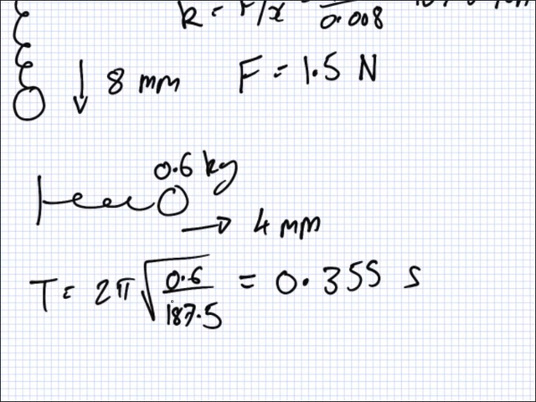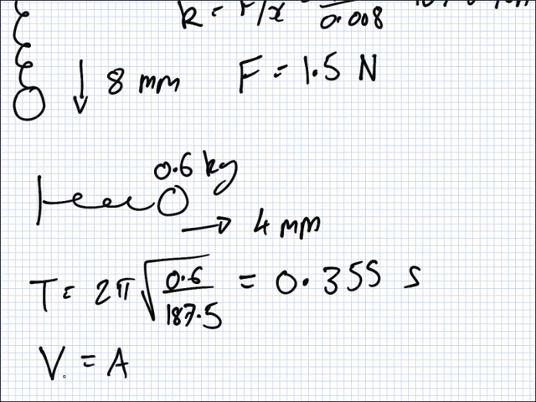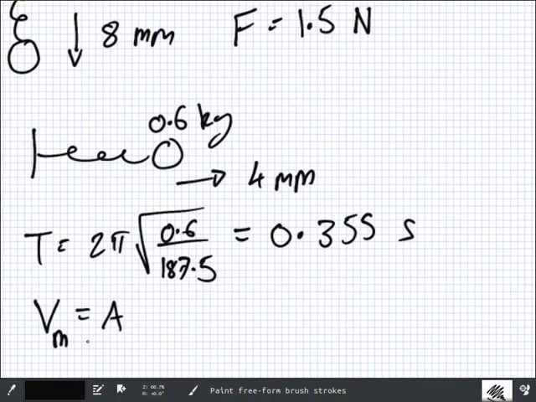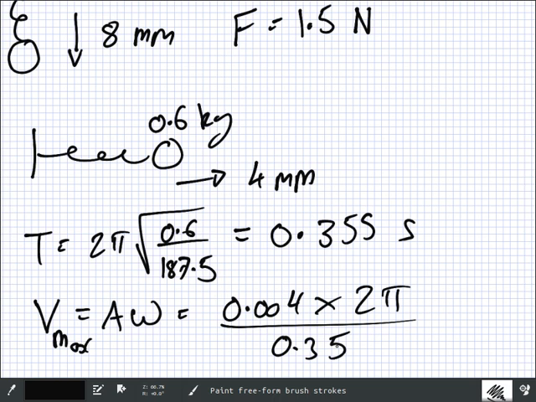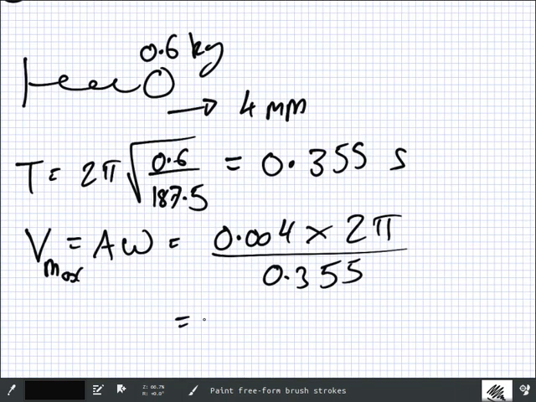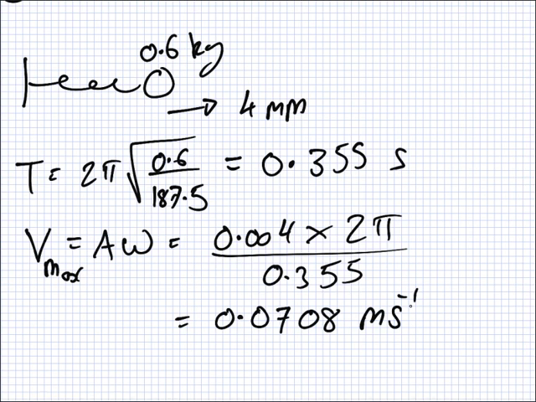Determine the maximum velocity of the mass. That's A omega. 0.004 times 2 pi over T. My good friend Gina will tell me what this is. What is it, Gina? 0.0708. Okay. Is there more to it?